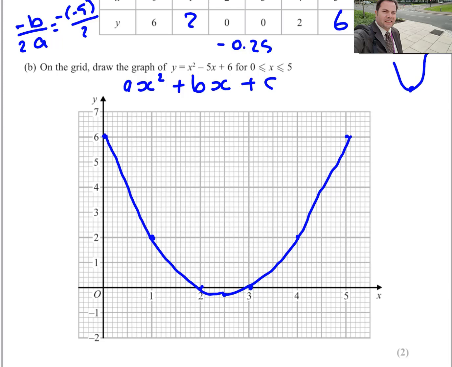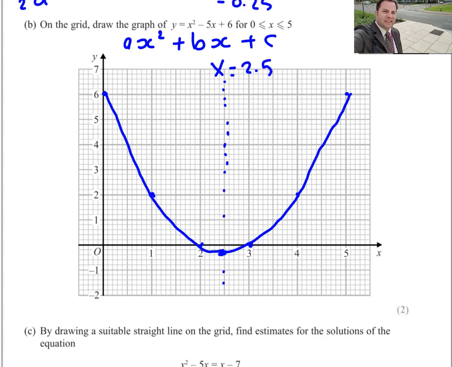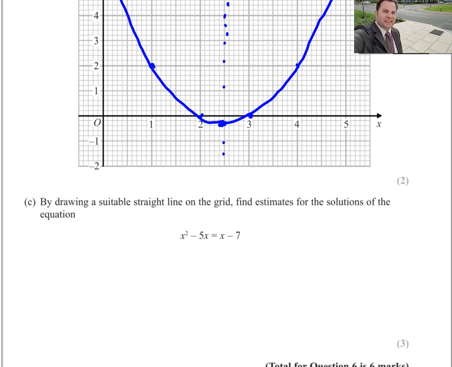You have to draw a smooth curve like this, and you know this is a line of symmetry. If I ask to get the equation of the line of symmetry, x is equal to 0.5. If I ask to get the stationary point or the vertex of this curve, it will be this point. Now look at part C.